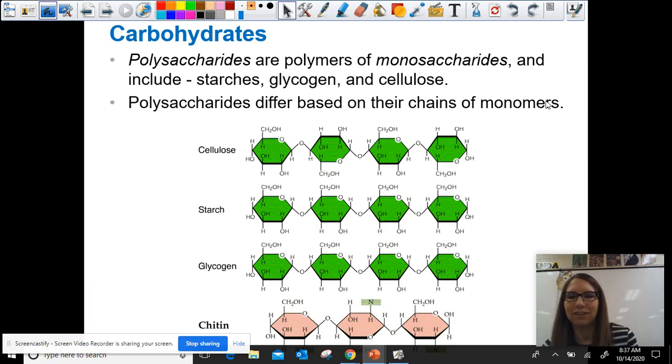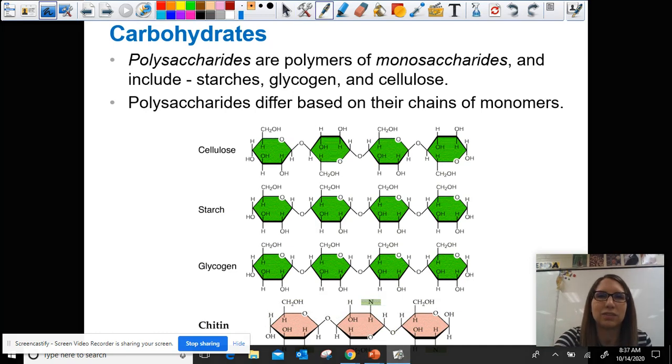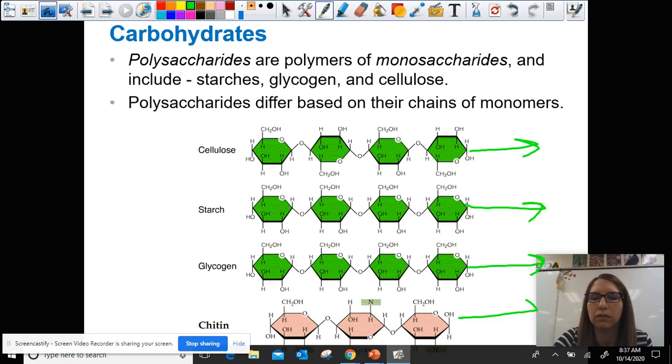And notice what they all kind of look like. Again, this is very much oversimplified. These chains would continue on towards the right. But what's interesting is that these all kind of form these nice, real organized chain structures. So polysaccharides differ based on their chains of monomers. Most of them, if you notice here, take on a very similar shape to the glucose that we just saw on the last screen, and that's because they are glucose.